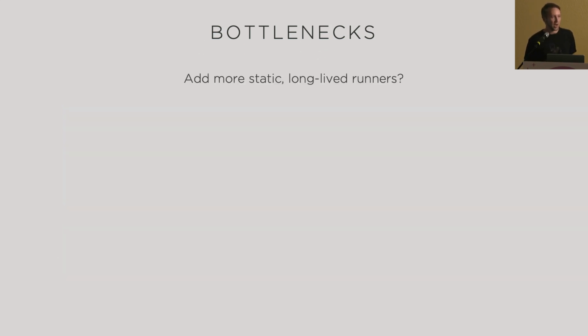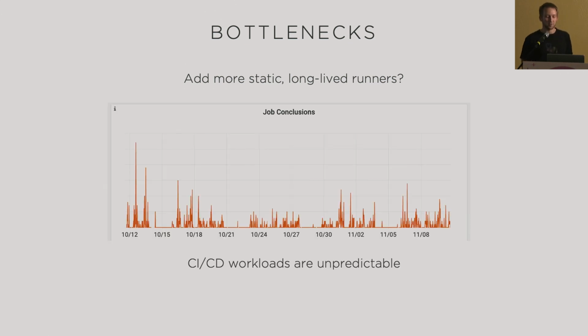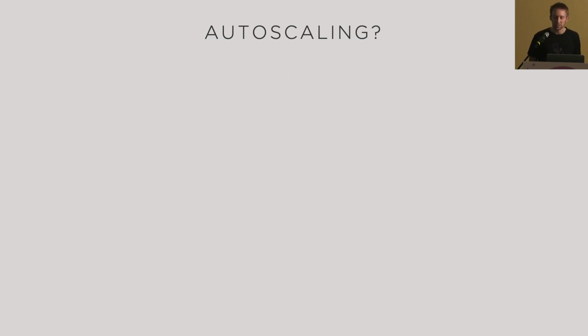So one solution here might be to just add more static, long-lived runners that are just always on and sitting around ready for a job. The problem with this is that CI/CD workloads are very spiky, so they tend to quiet down on nights and weekends. But you can see otherwise, if we were to just try to pick a number of runners to keep around all the time, we would either keep engineers waiting in some cases, or we would have to have a ton of over-provisioned resources that are just wasting money and energy. So this kind of a workload is one where some type of autoscaling might be really nice to have.